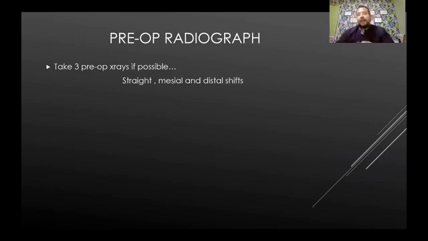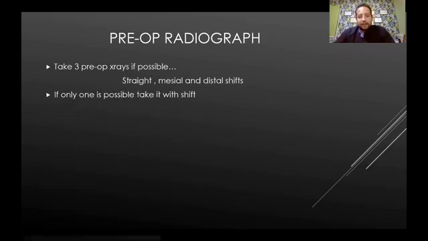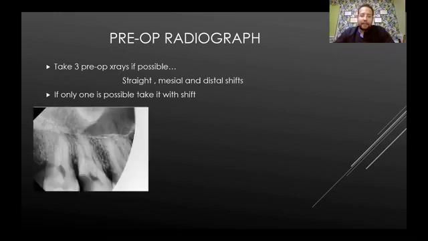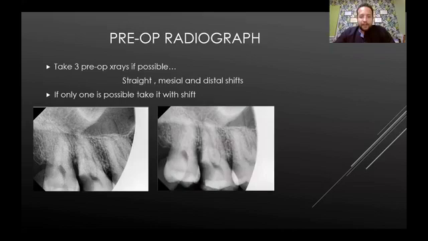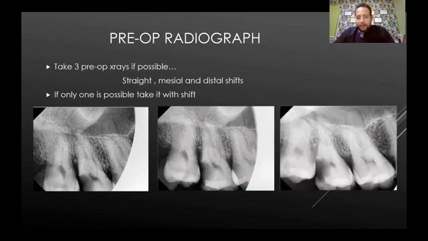It will give you very invaluable information about the root canal, the shape of the roots, the shape of the canal, and the relation between canals, and it helps you to form a 3D image of the tooth. Of course, if you don't have the ability to take three preoperative radiographs and you just took one, take it with either a mesial or distal shift. As we see here in this upper first molar, this is a straight view in the middle, and this is a mesial shift and a distal shift.